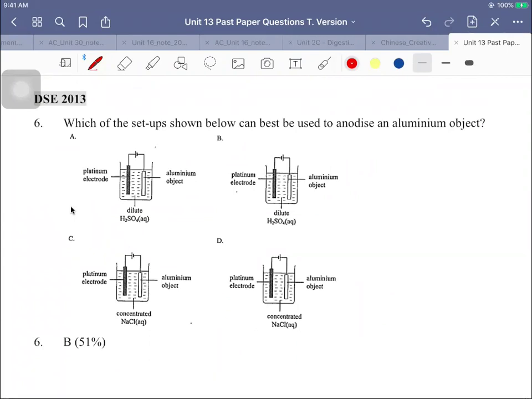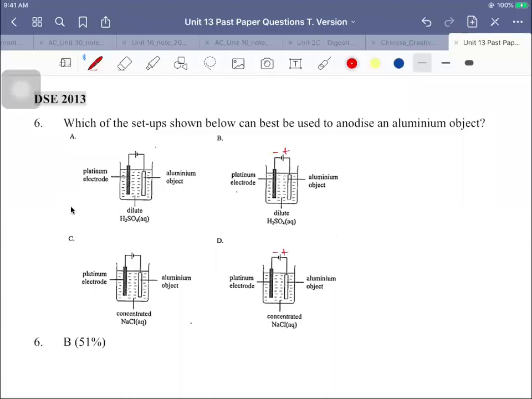Anodization. Again, the detail of the process we're going to discuss in grade 11. But here, I want you to remember if we do anodization, we connect the aluminum object to the anode. And the anode in this case will be the positive electrode. So when it connects to the positive electrode, we should only choose from B and D. So for now, I want you to remember the aluminum object connects to the positive electrode, the anode. And then let's consider, do we choose B or D?